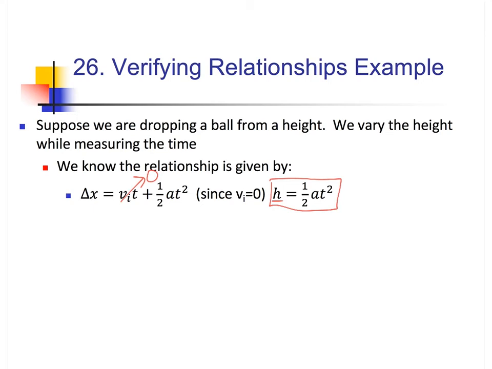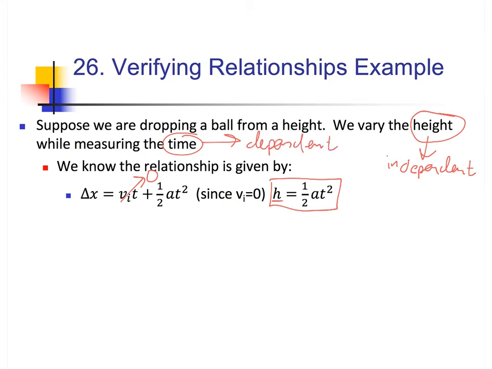So thinking about our dependent and independent variables, the thing that we physically control in this situation is the height. So that makes that our independent variable. That's the thing that we have control over. And the thing that we're measuring that we don't control directly is the time, right?